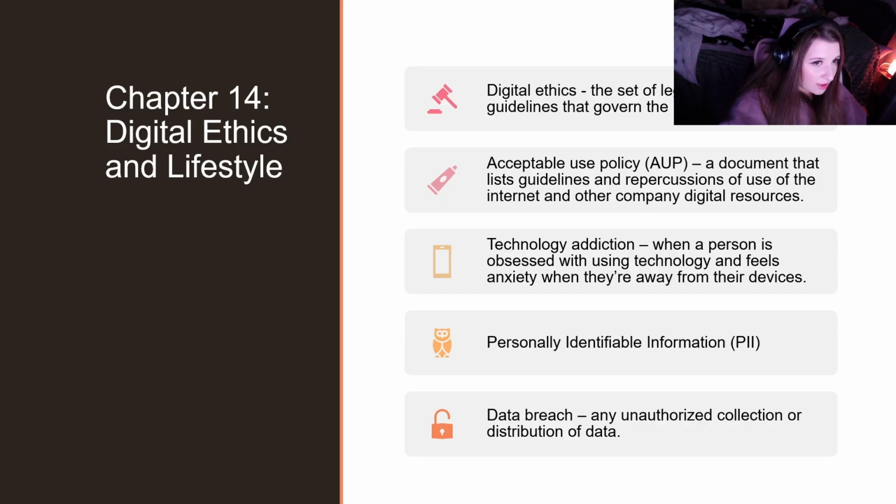Technology addiction, which is huge in this day and age. It's when a person is obsessed with using technology and feels anxiety when they're away from their device. The personally identifiable information, which is PII. This is your social security number, your email, phone number, driver's license number, credit card number. And then a data breach is any unauthorized collection or distribution of data.